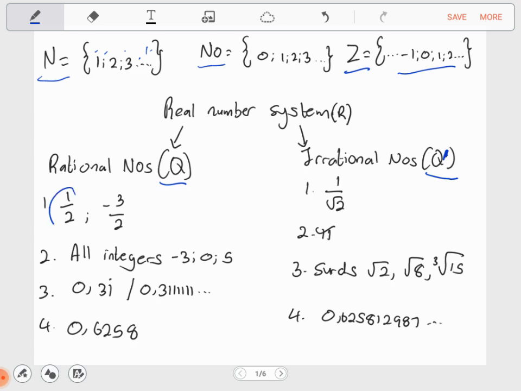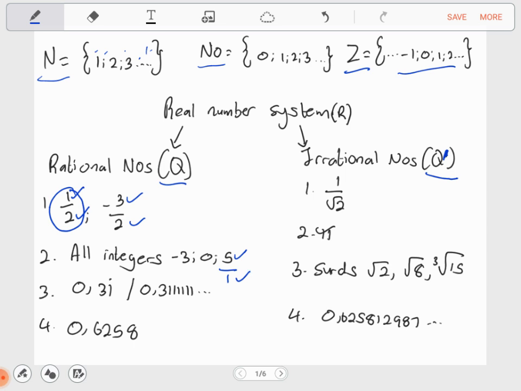If we look at the first fraction here, a rational number is a fraction where both the numerator and denominator are integers. So 1 is an integer, 2 is an integer, that makes that rational. The second fraction there, minus 3 is an integer, 2 is an integer, hence it's rational. Then all integers are rational. So if I have, let's take 5, if you put 5 over 1, because remember you can put any number over 1, right, and it doesn't change its value. The 5 is rational, the 1 is rational.